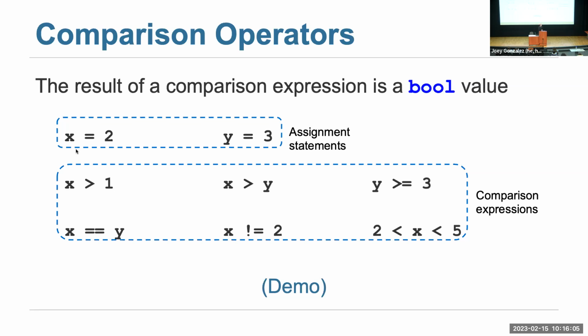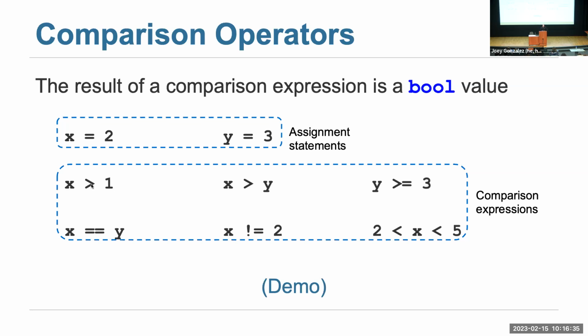These things on the bottom here, like x equals y, is not an assignment. It's a question. Does x equal y? Are they the same value? So this evaluates to a true or a false. These might make more sense. So x is greater than 1. It's not an assignment of x, it's a question. Is x greater than 1? And again, it would evaluate to true or false. These are Boolean expressions.